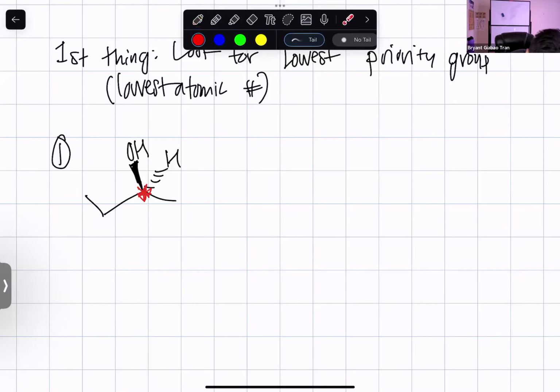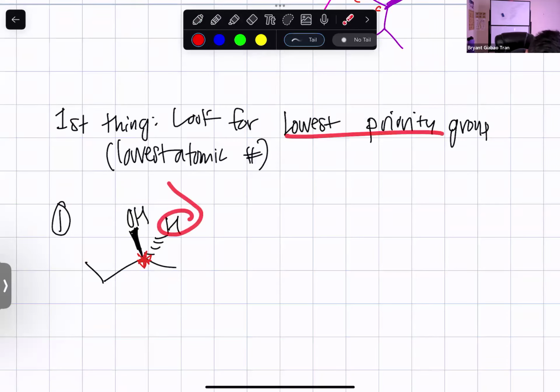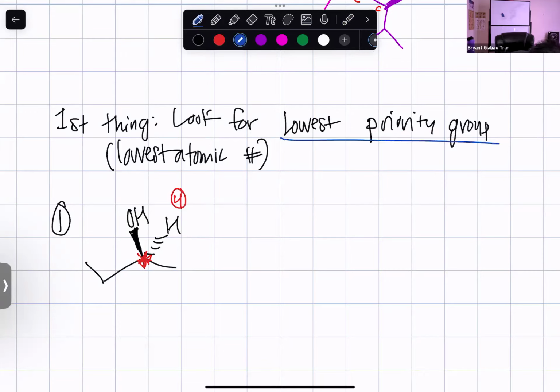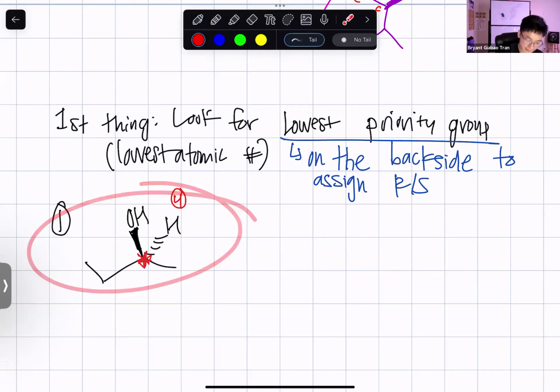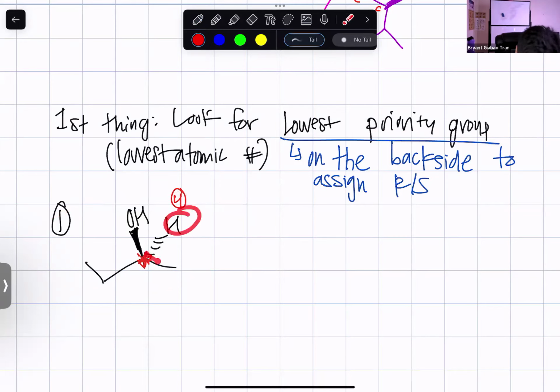First thing, look at the lowest priority group, which is this hydrogen right here, right? We want that lowest priority group to be on the back side to assign R and S. This is the easiest example, because the lowest priority group is already on the backside, the dash. So we don't have to do anything. We don't have to flip anything. We don't have to rotate anything. Then we can do everything normally.